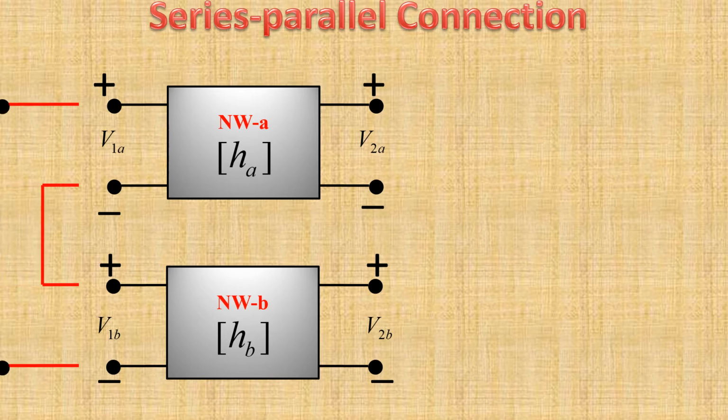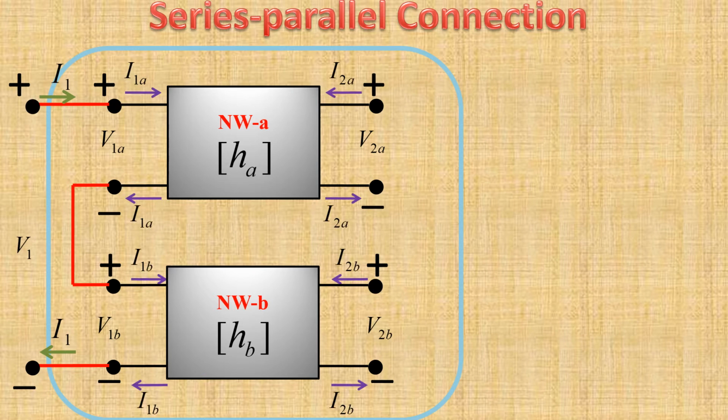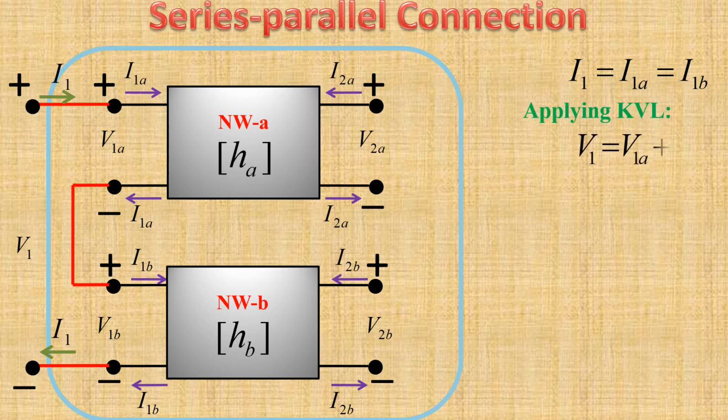Let's connect the input ports in series connection. Now the combined network has input port voltage V1 and input port current I1. Let's assign the input port and output port currents of network A and network B. The input port current of network A is I1A and the input port current of network B is I1B. The output port current of network A is I2A and the output port current of network B is I2B. So we can write for series connected input, I1 equals I1A equals I1B. Applying Kirchhoff's voltage law, we can write V1 equals V1A plus V1B.